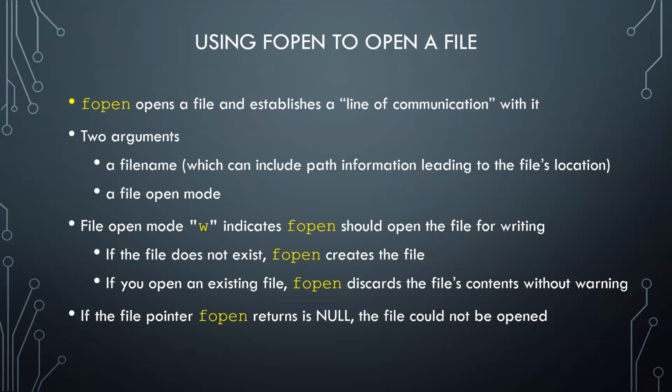The file open mode W indicates that it's going to be open for writing. If the file does not exist, it's going to create it. And if you open an existing file, it's going to completely delete the file that you have. So make sure that that is what you want before you use fopen. If fopen returns a null value for the file pointer, it means that your file could not be opened and there is some type of error.